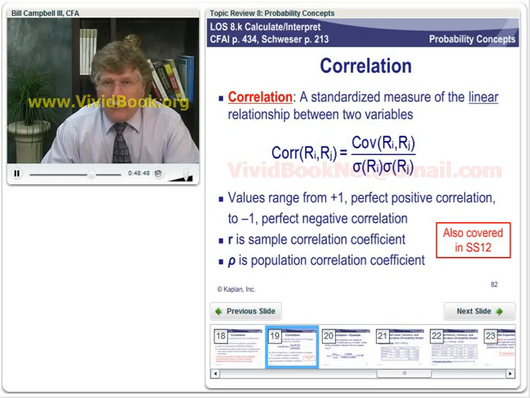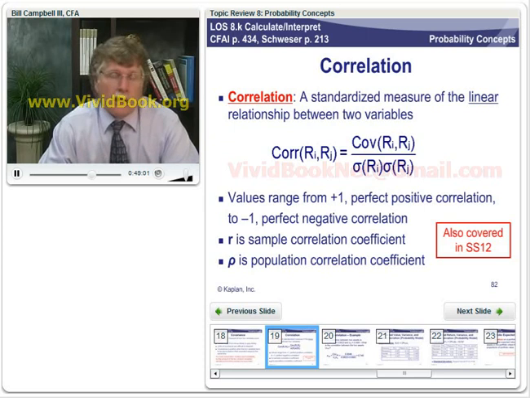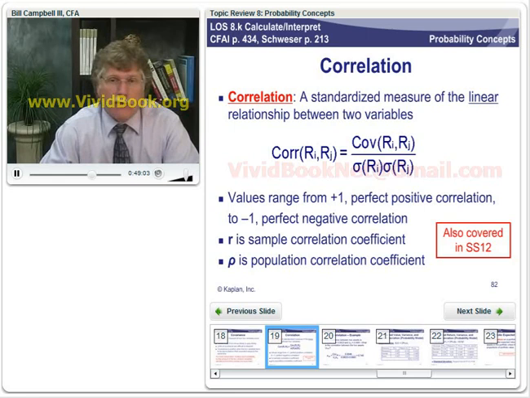Again, for populations, we use Greek letters. We use the Greek letter rho down there on the bottom. Rho is the population correlation coefficient. R, we use English letters when we're talking about the correlation coefficient for a sample.